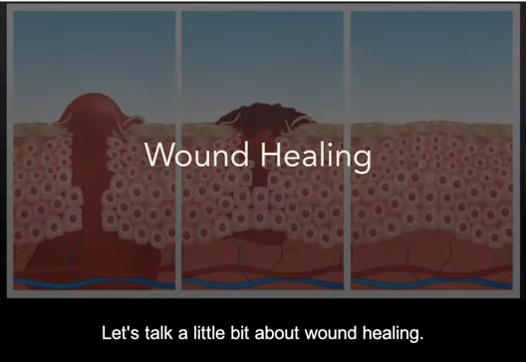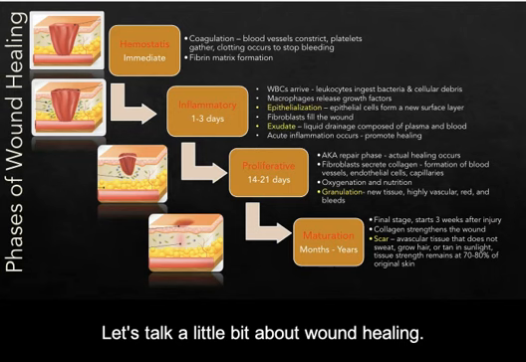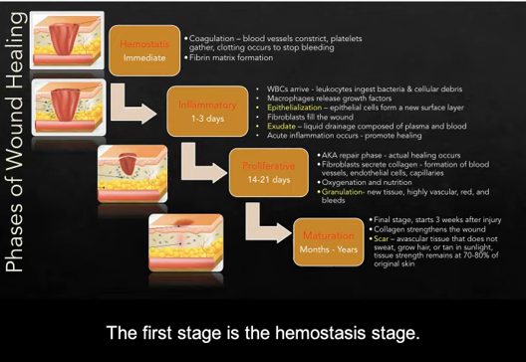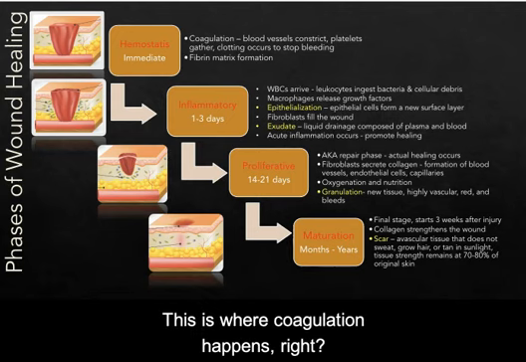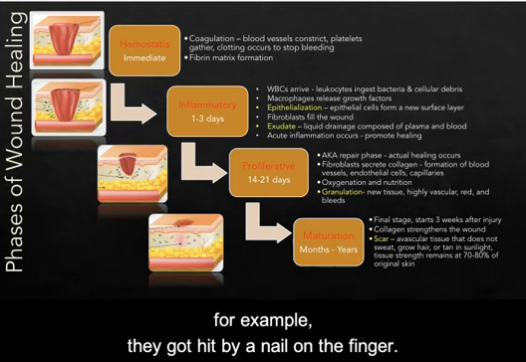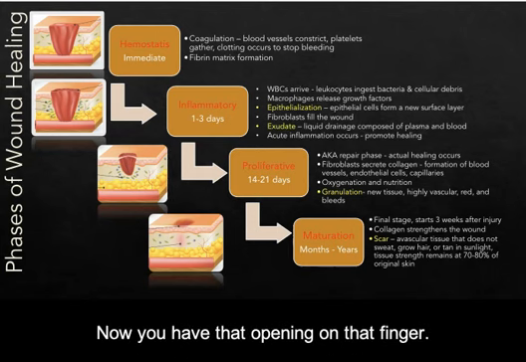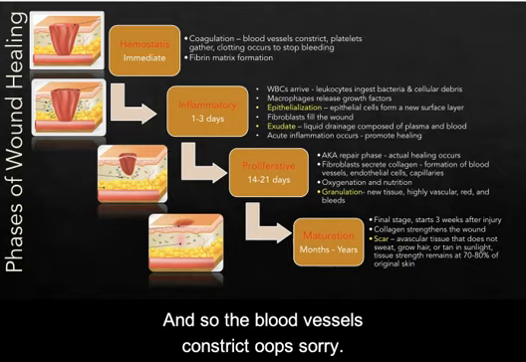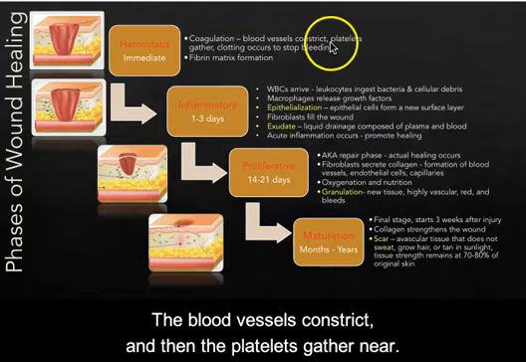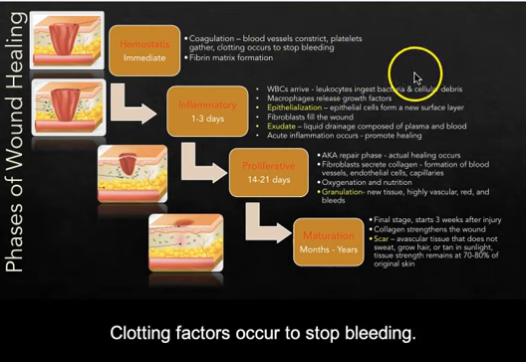Wound healing. Let's talk a little bit about wound healing. Wound healing has 4 stages. The first stage is the hemostasis stage. This is where coagulation happens, right? Say a person gets hit by a nail on the finger. Now you have that opening on that finger. And so the blood vessels constrict, and then the platelets gather and clotting factors occur to stop bleeding.